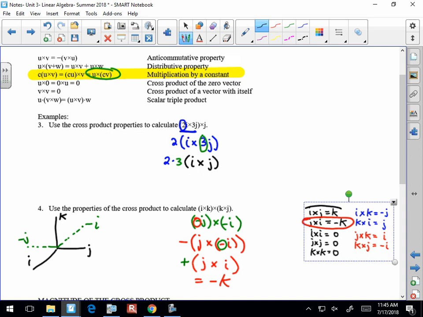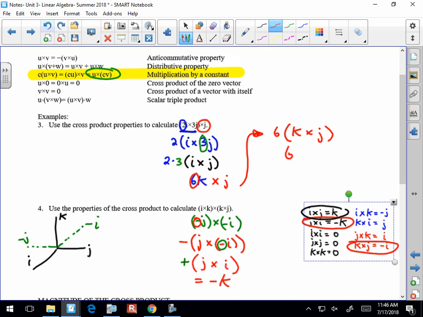i cross j we know is k. So this is really the same as 6k. But then we have to cross that against j. Now again, another constant multiple. So that becomes the coefficient of the entire thing, 6 k cross j. There's my k cross j, 6, looks like a g, 6, still looks like a g, negative i, so negative 6i.